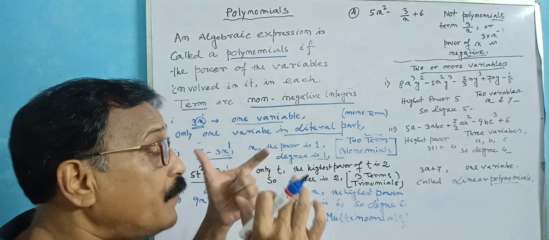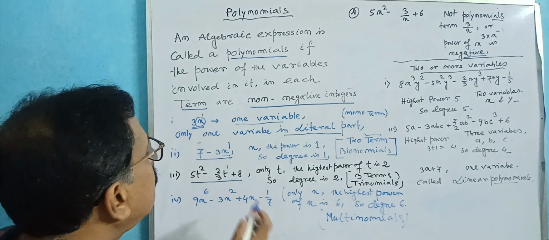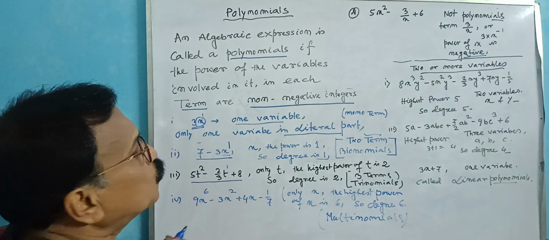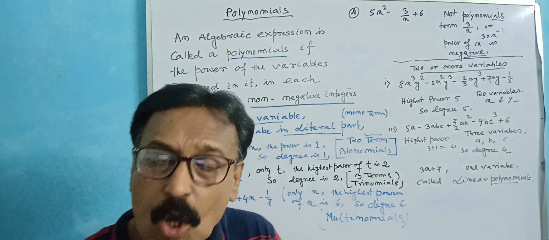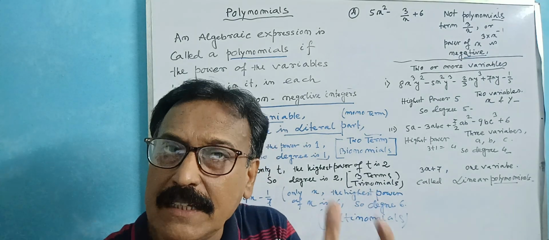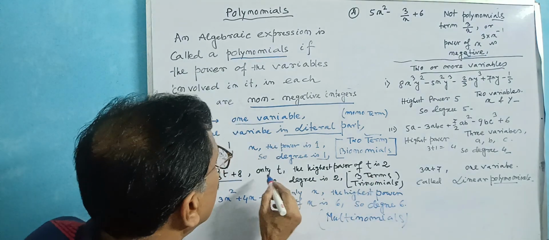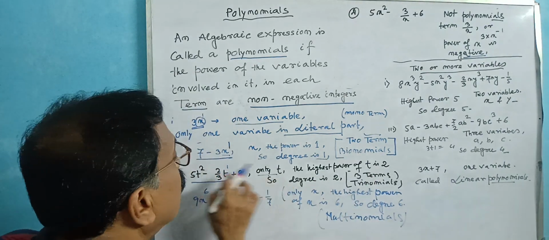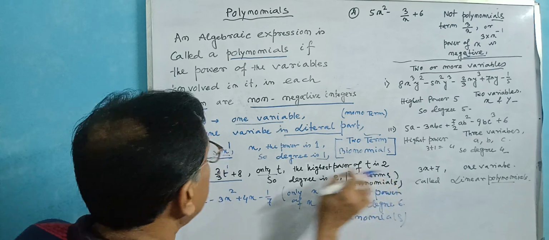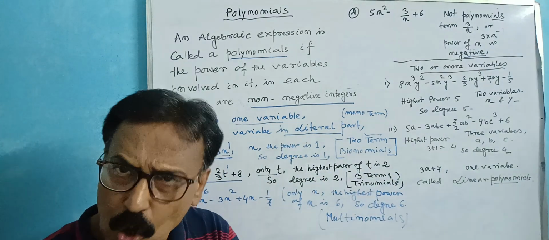No problem at all. Now what is the highest power of t? The highest power of t is 2. So the degree is 2. Degree means the highest power of the variable. Only t is there, so the highest power of t is 2, so the degree is 2. No problem.